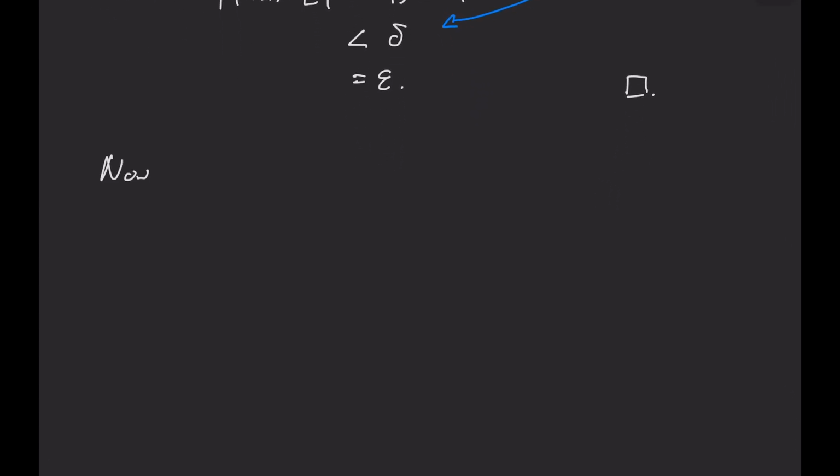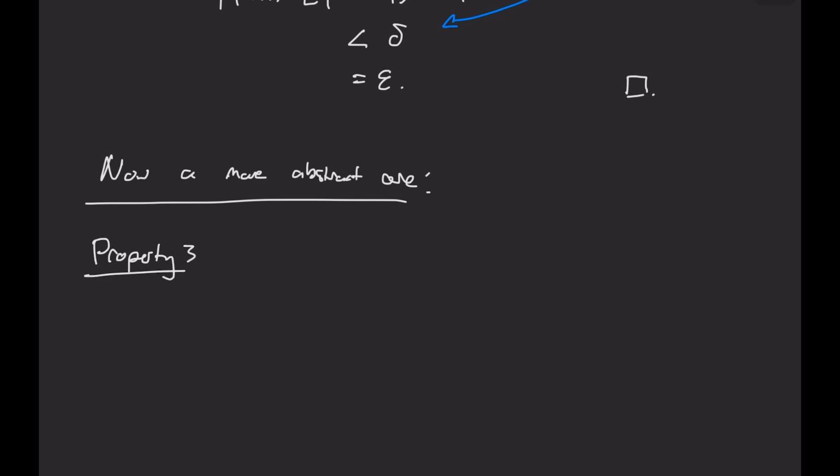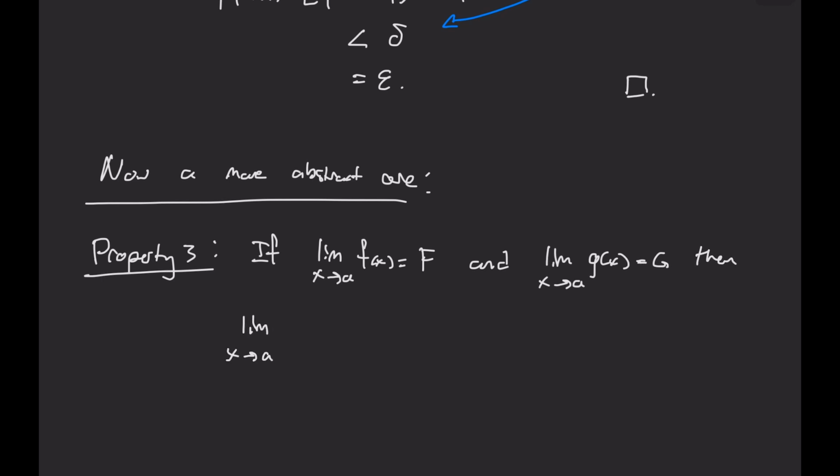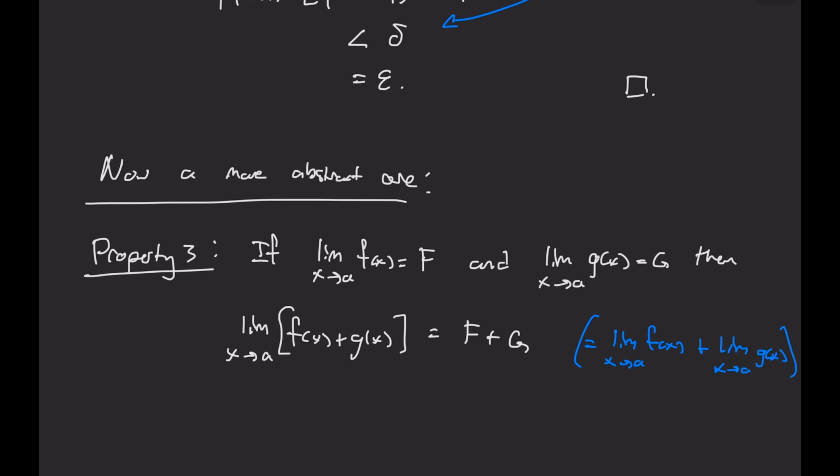Okay, so now let's do a slightly more abstract property, proving the additivity. So now we're going to have to assume that certain limits exist to prove that another limit exists. So if the limit as x goes to a of f of x equals capital F, and the limit of g is capital G, then the limit of the sum f plus g is capital F plus capital G. And we could write that similarly as that's equal to the limit of little f plus the limit of little g.